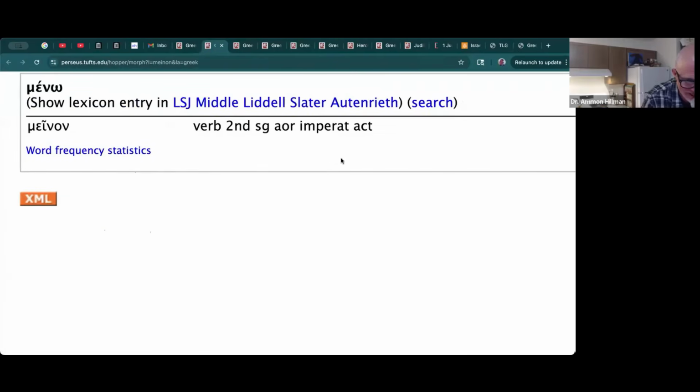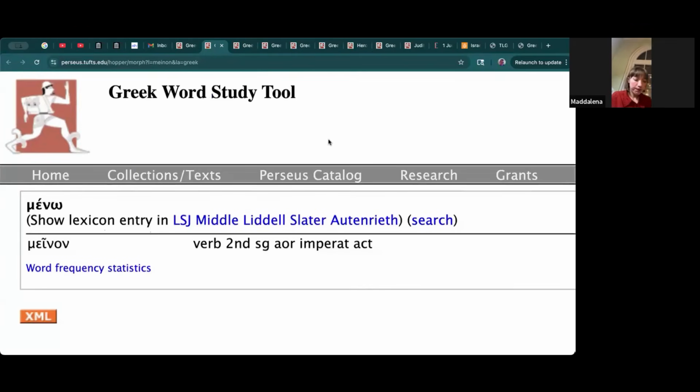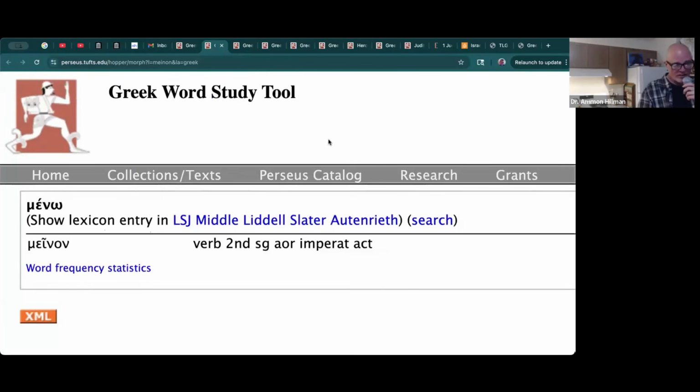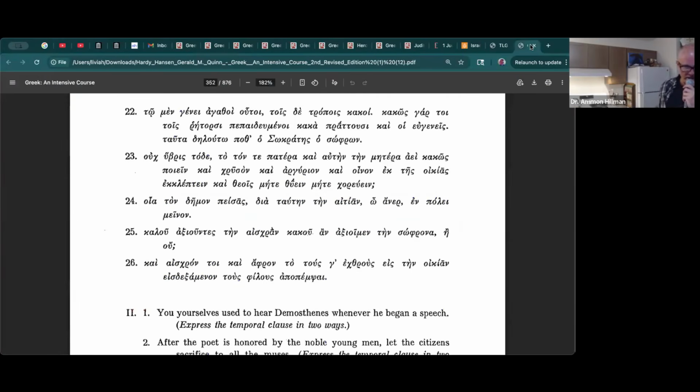Look, it's an imperative. Aorist imperative, a one-time action. It's a second singular imperative, so it's you do something. This whole sentence is addressing you. Pesas, you persuaded, because you persuaded the demos.